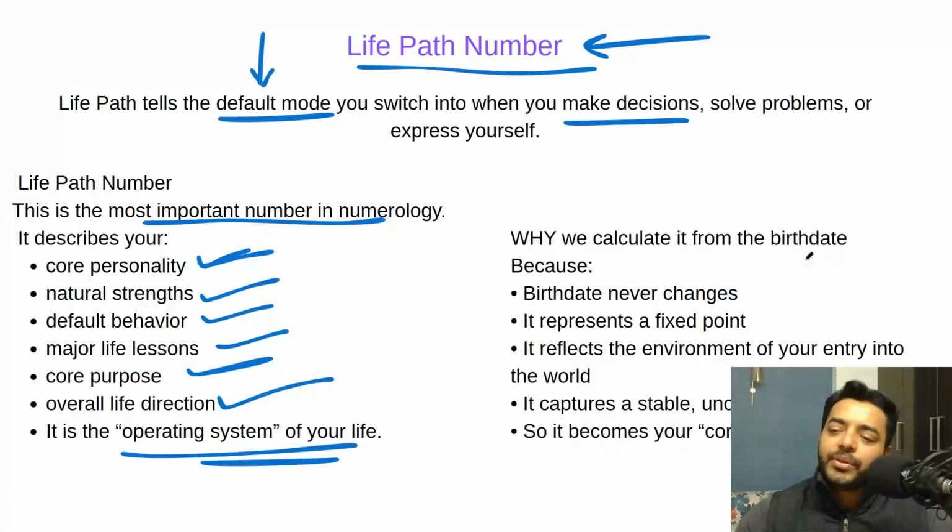And why do we calculate it using birth dates? Because birth dates never change. It represents a fixed point. It reflects the environment of your entry into the world. So birth dates do not change unless you want to change them. Some people have multiple birth dates, one that you put inside a document and one that is your real birth date. Always use your real birth date for any astrology or numerology calculations, right? So the life path number is the operating system of your life, meaning it tells you your core personality.